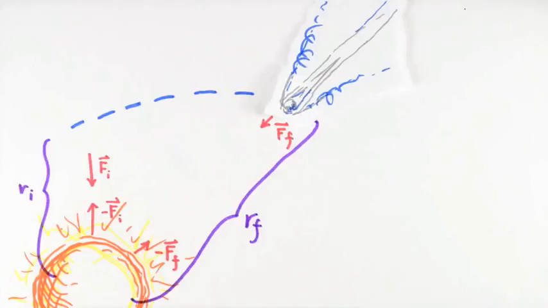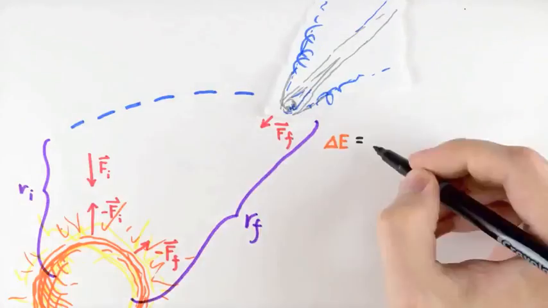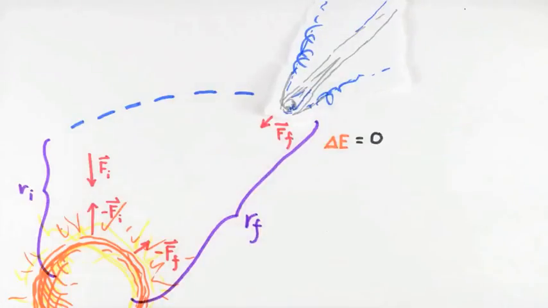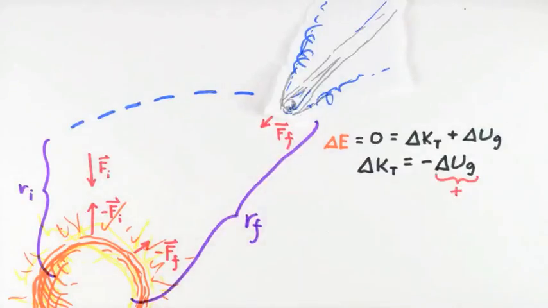Now, the total energy of the star plus comet system is constant since there are no energy transfers between the system and the surroundings. And the total energy must be equal to the sum of the kinetic and potential energies. So, if the potential energy increases, the kinetic energy must decrease.